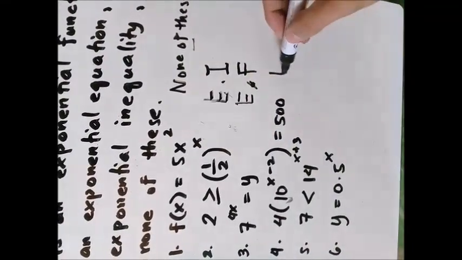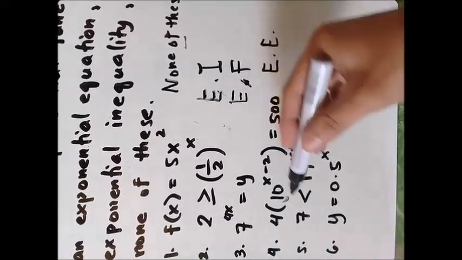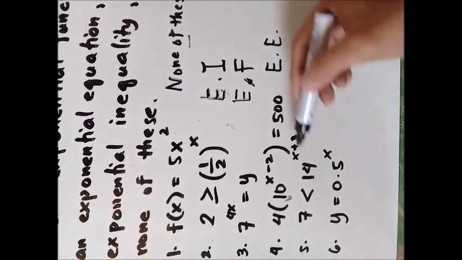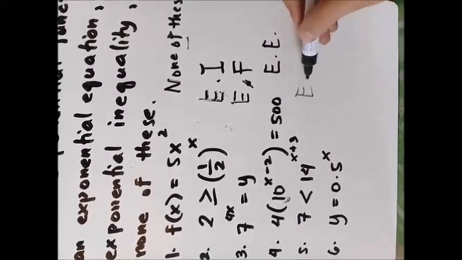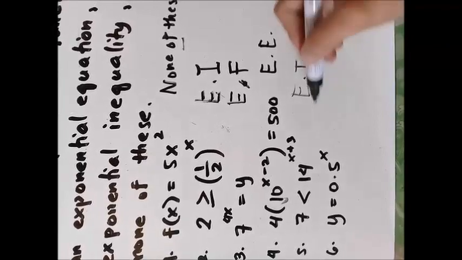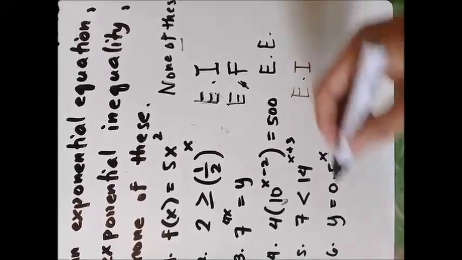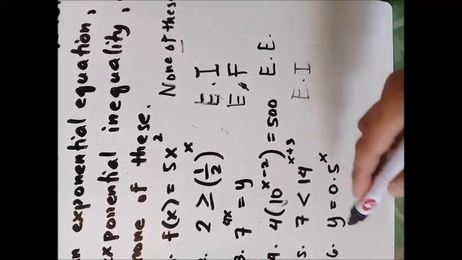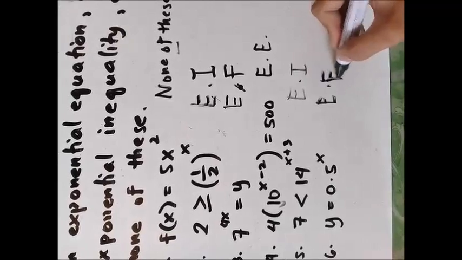So that is an exponential equation. For number 5, may inequality, isa lang yung variable natin. So that is an exponential inequality. For number 6, y is equal to 0.5 raised to x. Mayroon tayong dalawang variable, yung isa y. So that is an exponential function.